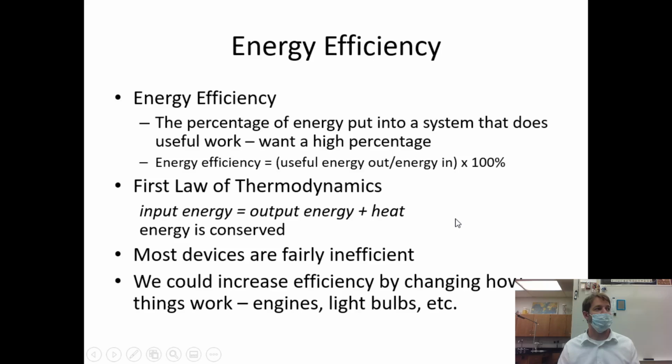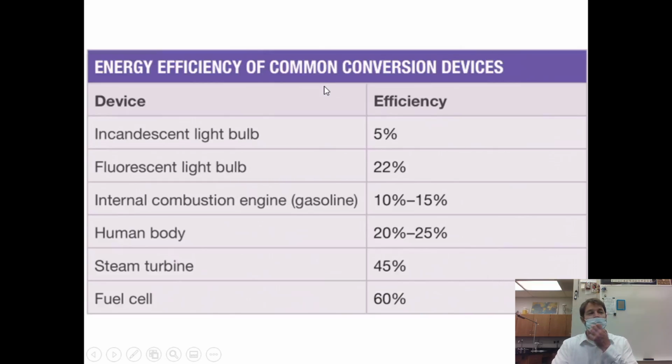That's just one example. Think about light bulbs. If a light bulb's on too long, it's very hot, you can't touch it. Why? It's losing energy. Not all of the electricity is being converted to light. Some of it's being lost to heat. So these are some efficiencies of some common things. Incandescent light bulbs, 5% efficient. Fluorescent light bulbs, so CFLs, 22%.